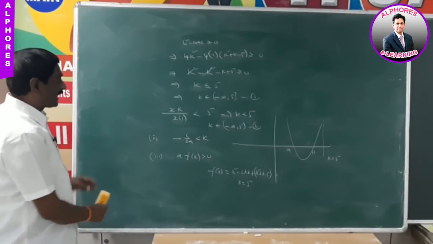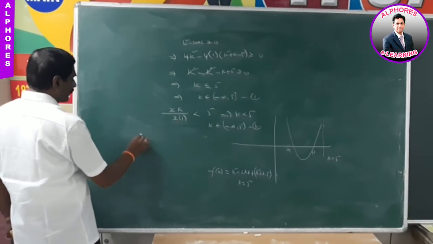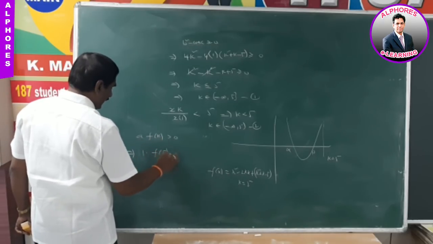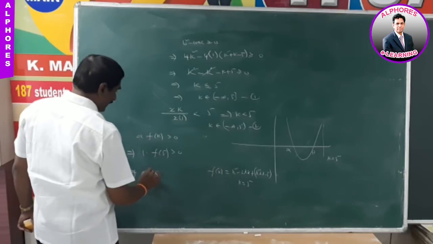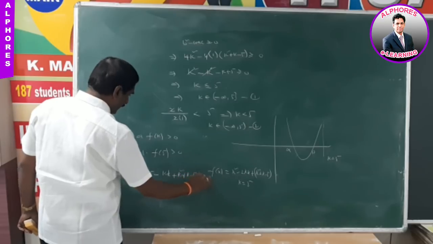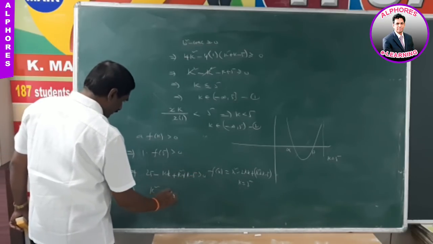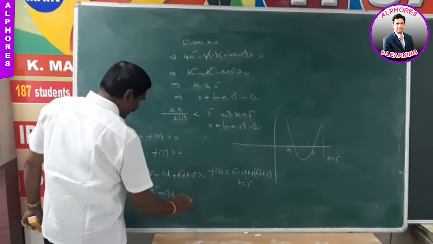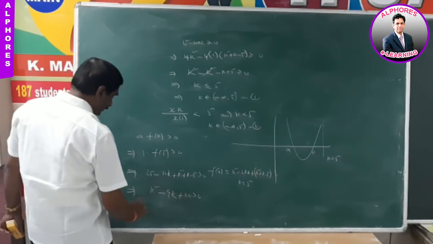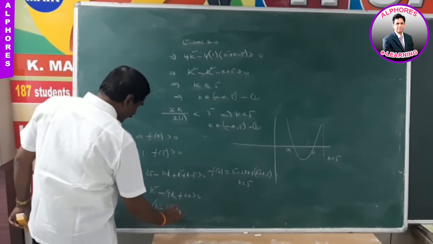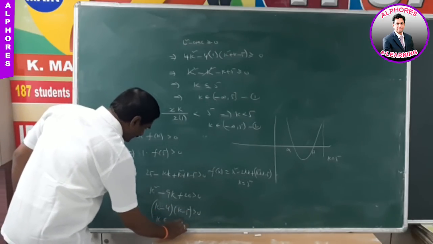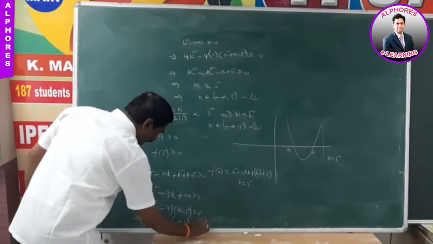Next, third one, a into f of k greater than 0. That means a means 1, f of 5 greater than 0. F of 5 means 5 square 25 minus 10k plus k square plus k minus 5 greater than 0. That means k square minus 9k plus 20 greater than 0. 5 fours 20. That means k minus 4 into k minus 5 greater than 0. That means k belongs to minus infinity to 4 union 5 to infinity.